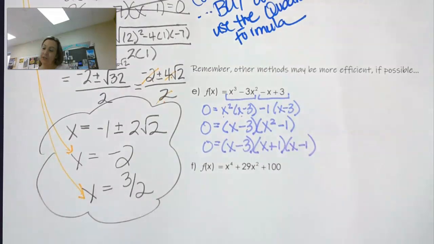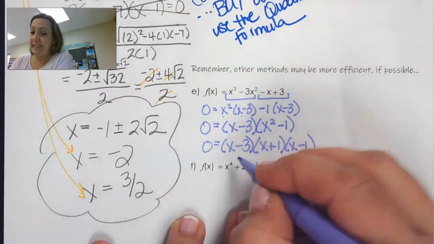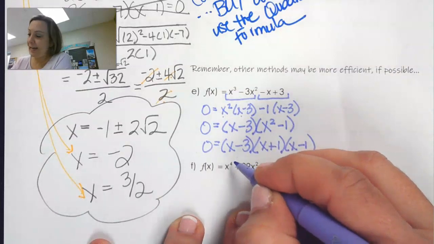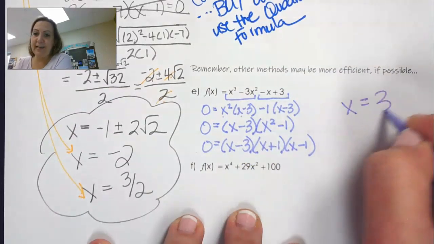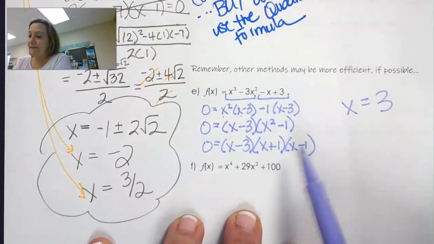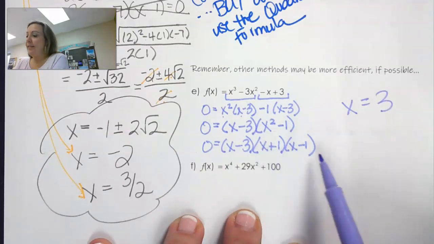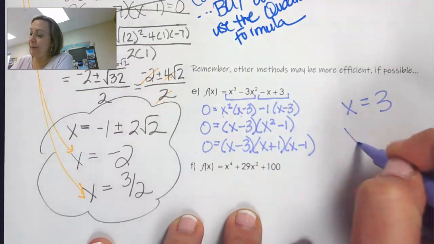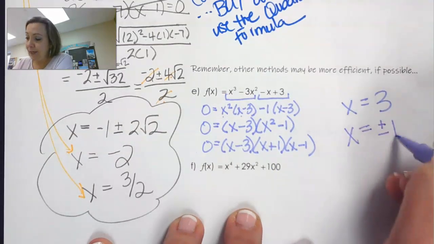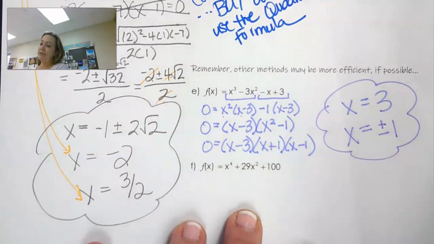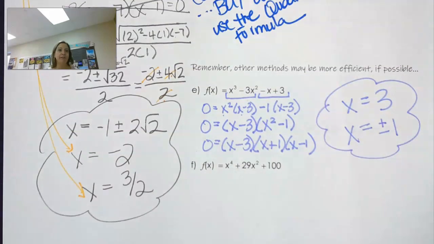And because it's an equation equal to 0, I'm going to need to set each of these equal to 0. If I set x minus 3 equal to 0, I get that x equals 3. If I set x plus 1 equal to 0, I get -1. Setting x minus 1 equal to 0, I get +1. You can list them separately, or we talked about how we can use plus or minus if we have one of each. Okay. What about letter F?